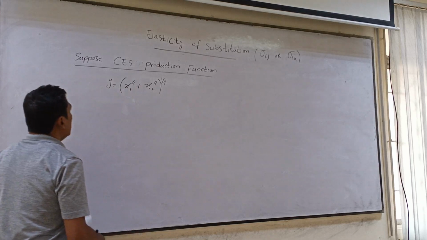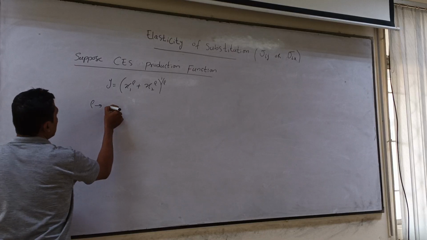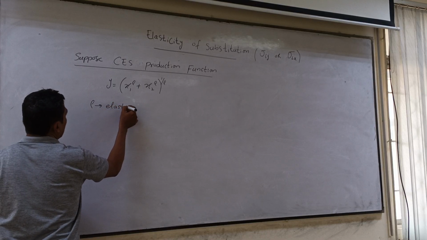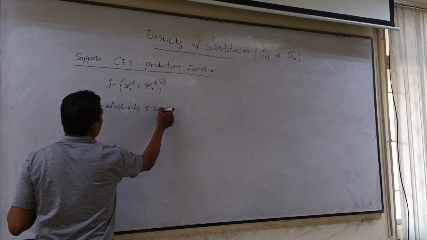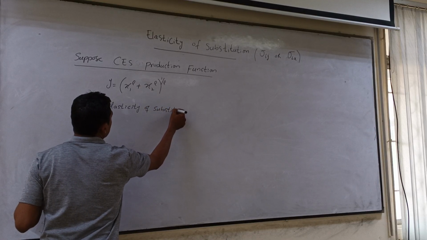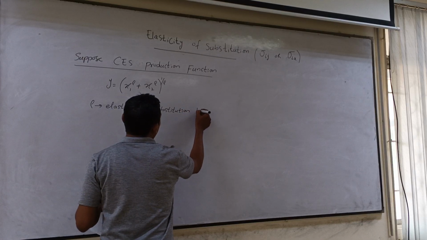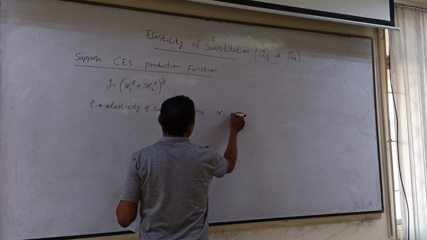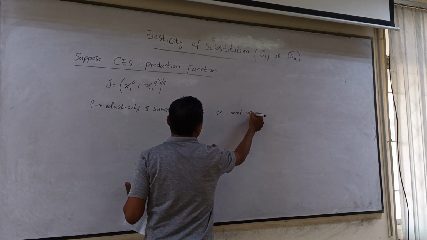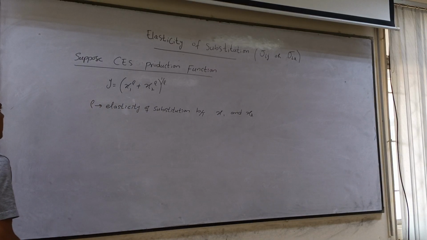Okay, rho represents the elasticity of substitution between x1 and x2. Okay.